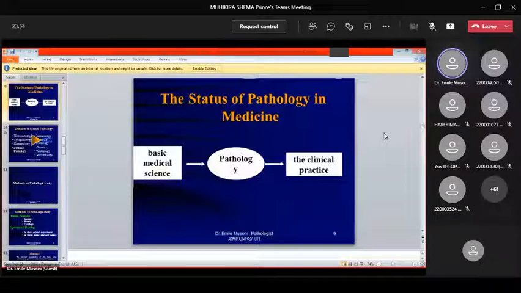So there are several branches of pathology. Mainly there are clinical pathology and anatomic pathology. In clinical pathology, there is immunology, genetics, biochemistry, microbiology, toxicology, hematology. In anatomic pathology, there is histopathology, cytopathology, and forensic. And sometimes hematology is found in both anatomic and clinical pathology.